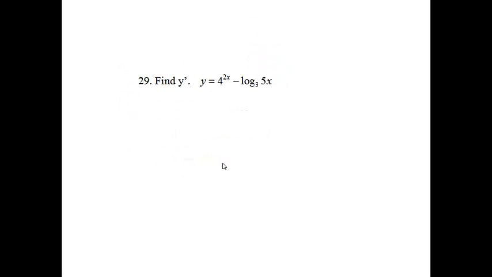Okay, problem 29. Find the derivative once again. All right, this one I recognize as a to the u, and the derivative of a to the u is a to the u du ln a. Okay, so that's what I'm going to tackle first. So this first part, a to the u is just going to be 4 to the 2x times the derivative of the 2x, which is 2, times the natural log of the base, which is natural log of 4. So that one is done.